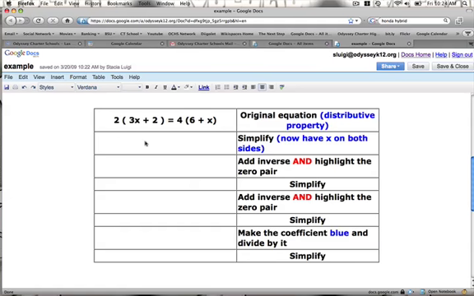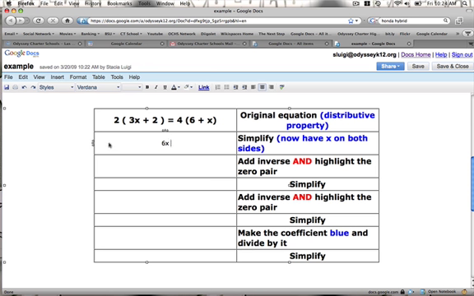In this kind of equation, you also have the distributive property, but you have to do it on the left and on the right side of the equal sign. So let's start off by simplifying the left side of the equal sign. We have positive 2 times a positive 3x. That's going to give me a positive 6x.